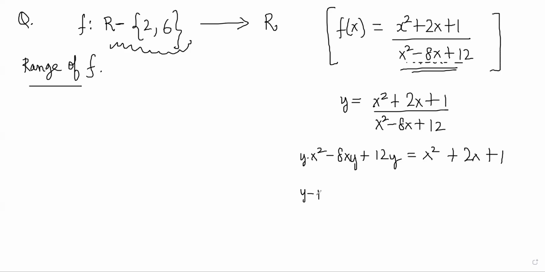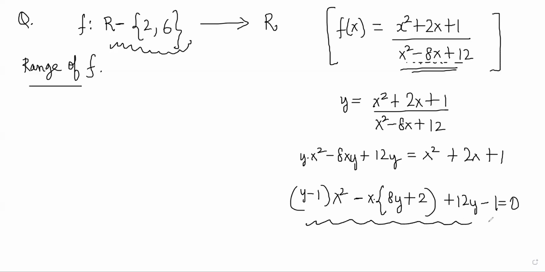And you will get (y − 1)x² − (8y + 2)x + 12y − 1 = 0, right? Yes. This is a quadratic and x is real here, right? Yes.